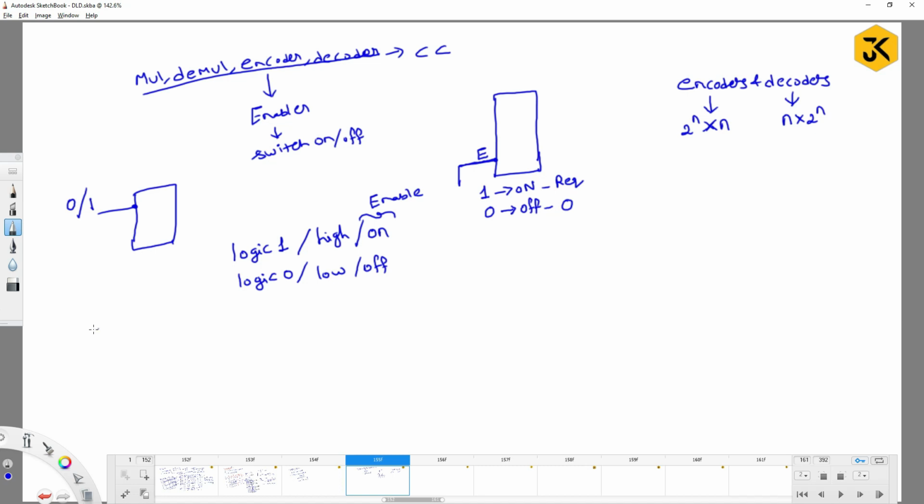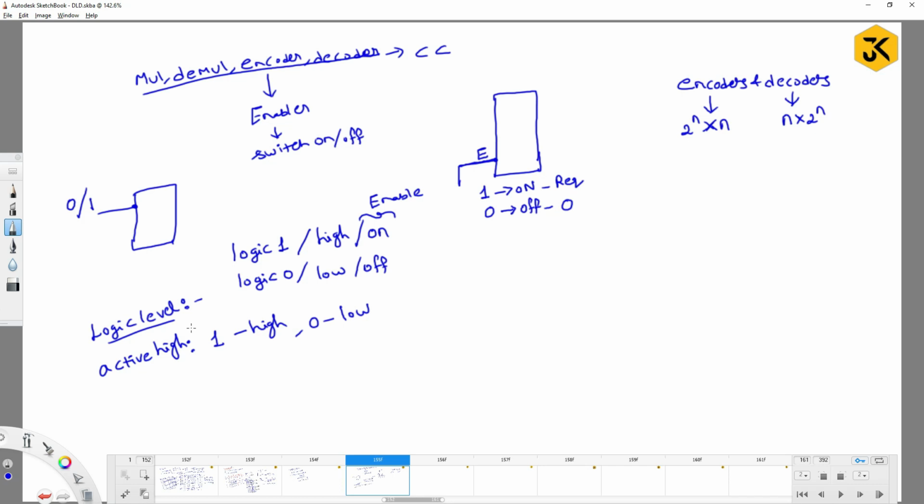Basically, if you take logic 1 and 0, we can technically call these logic levels. If I say 1, it means it is high. If I say 0, it means it is simply low. When you follow this principle, I can call these kinds of levels active high levels.